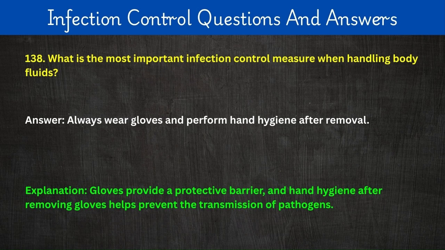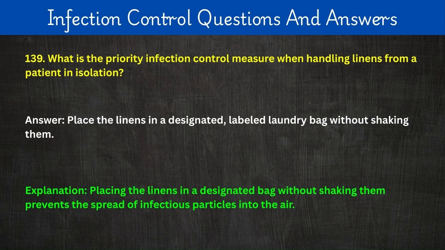138. What is the most important infection control measure when handling body fluids? Answer: always wear gloves and perform hand hygiene after removal. Explanation: gloves provide a protective barrier, and hand hygiene after removing gloves helps prevent the transmission of pathogens. 139. What is the priority infection control measure when handling linens from a patient in isolation?